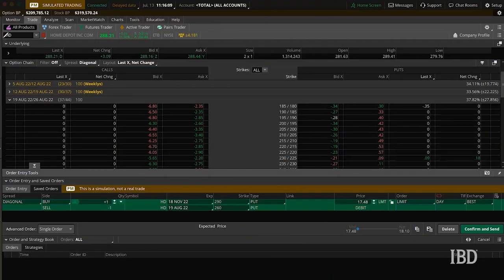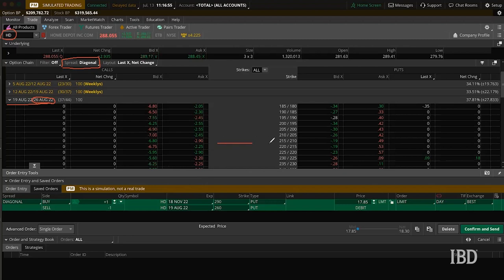So for this trade, we are looking at ticker symbol HD for Home Depot. And on Thinkorswim, you're going to want to select diagonal as your spread type here in this box. And I started this trade by looking at the August 19th expiration. This splits it between August 19th and August 26th. But we are going to edit this second expiration down below. To reiterate, the diagonal spread has two different strike prices and two different expiration dates across the two put options that we are using to construct this trade.